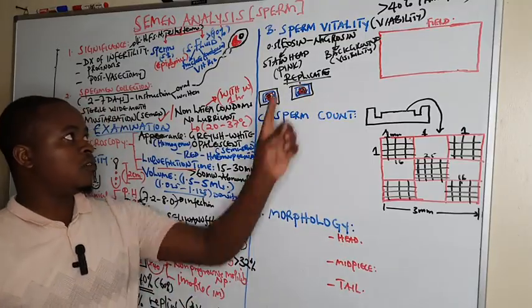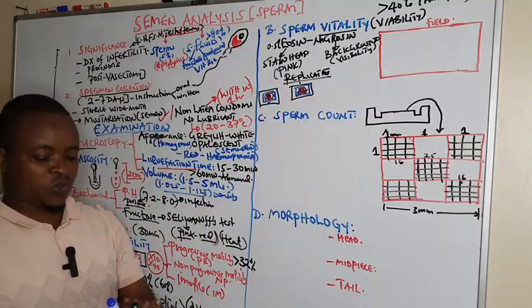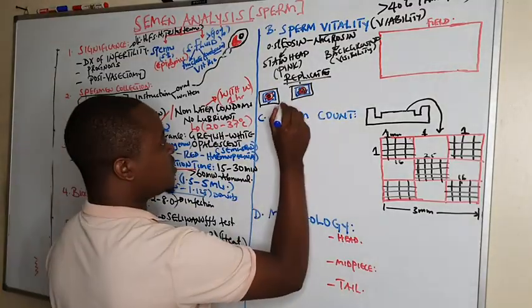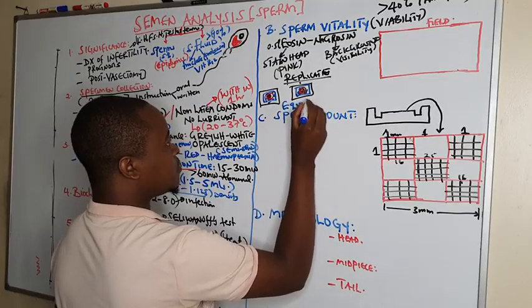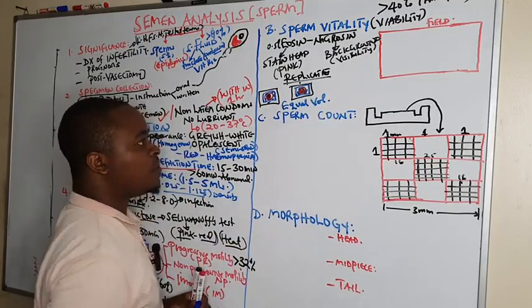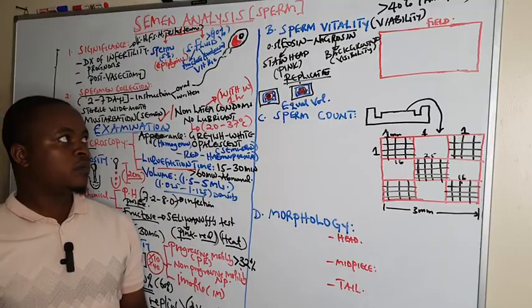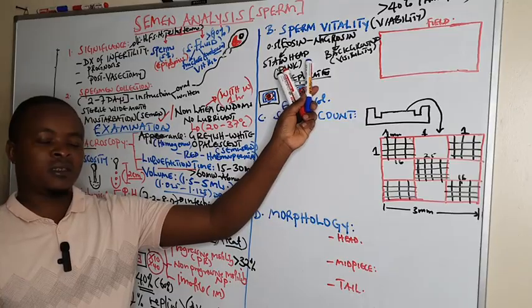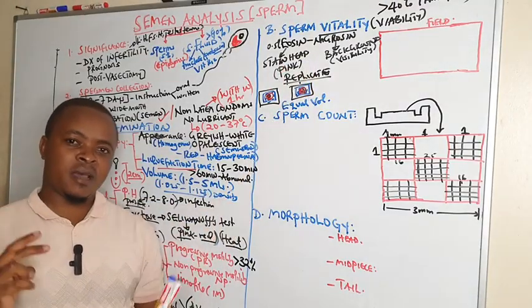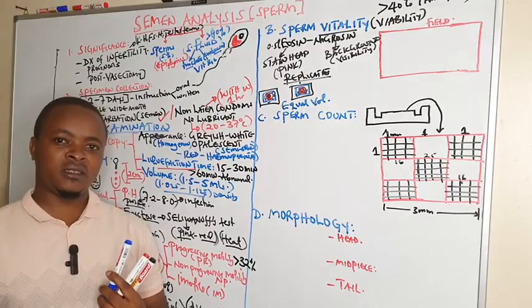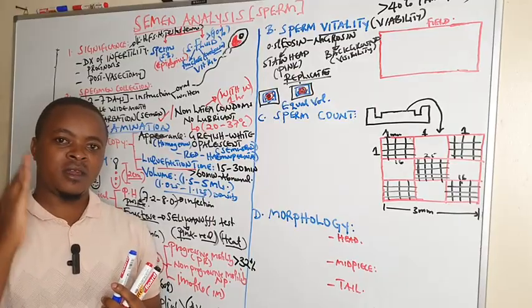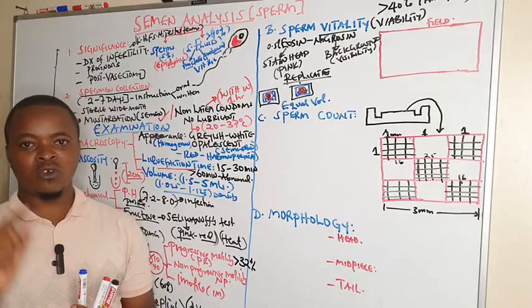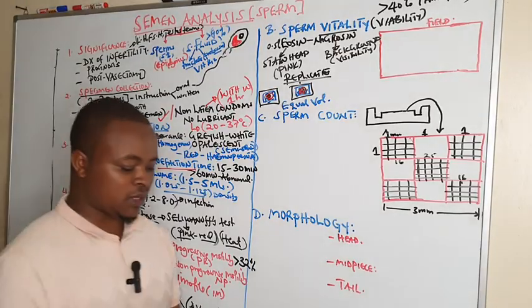So you mix all of them, using equal volumes of the sample and the reagent. And we are saying that because eosin is able to stain heads, this one is under the ability of this stain to penetrate dead sperms. So only dead sperms will be able to be stained.